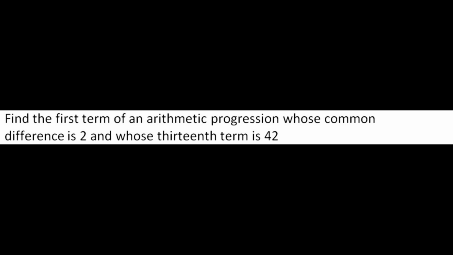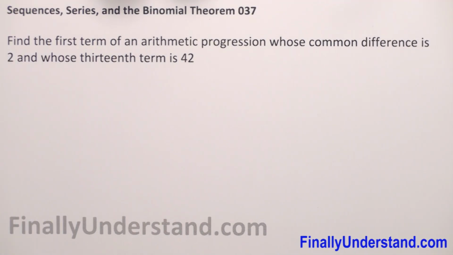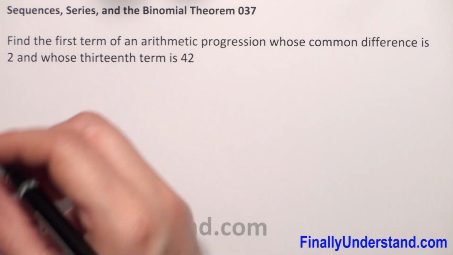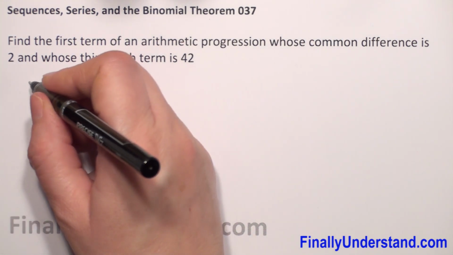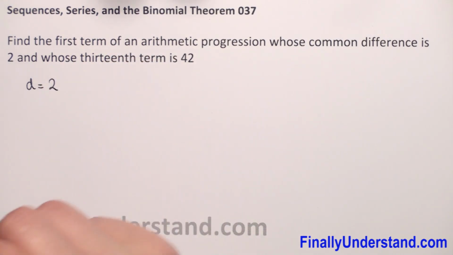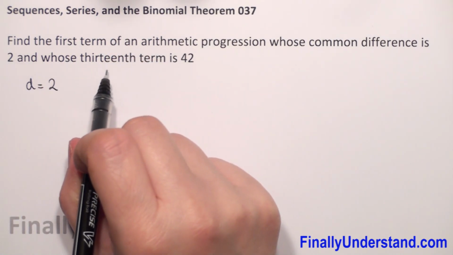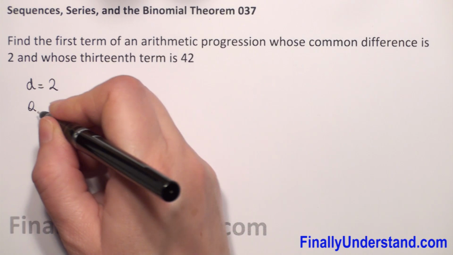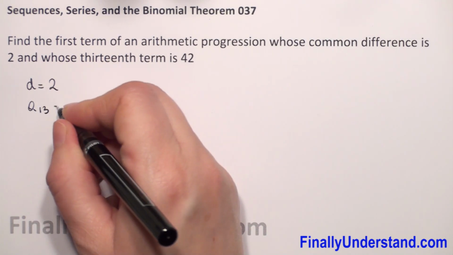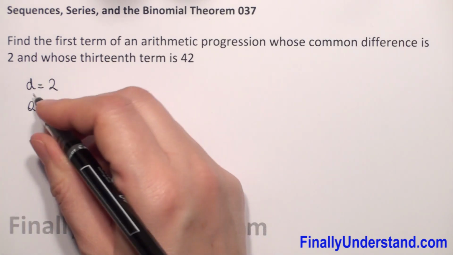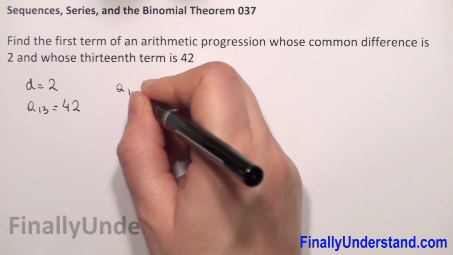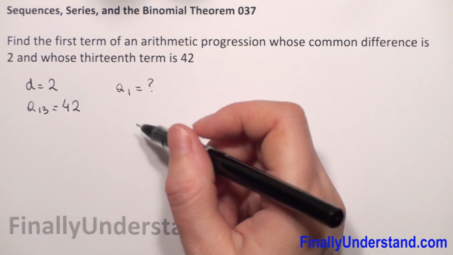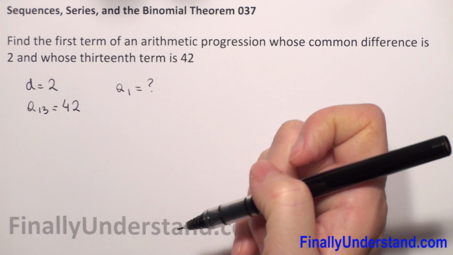Find the first term of an arithmetic progression whose common difference is 2 and whose 13th term is 42. So what is given? We have the common difference, d equals 2, and we have the 13th term, a13 equals 42. This is given, and we have to find the first term, a1.